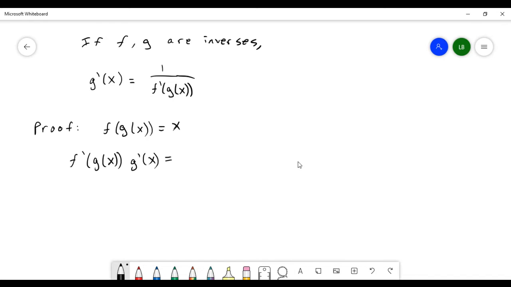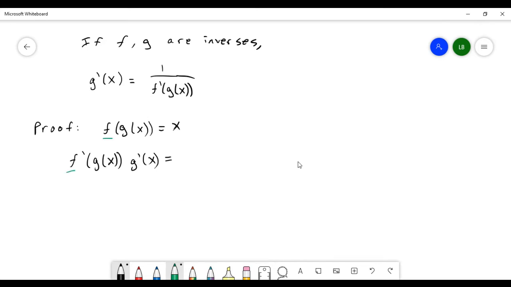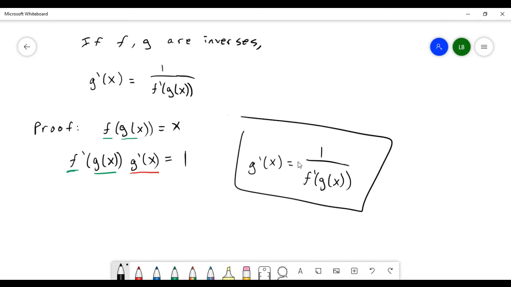That might have been a weird order. Take the derivative of this outside part and get f prime, and we leave the inside unchanged. Lastly, we multiply by the derivative of the inside there. And then the derivative of x is just 1. So then, in order to get g prime of x by itself, we can divide both sides by f prime of g of x. We get that g prime of x is 1 over f prime of g of x. That is the theorem.